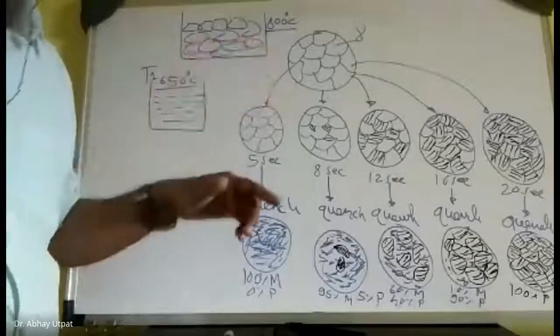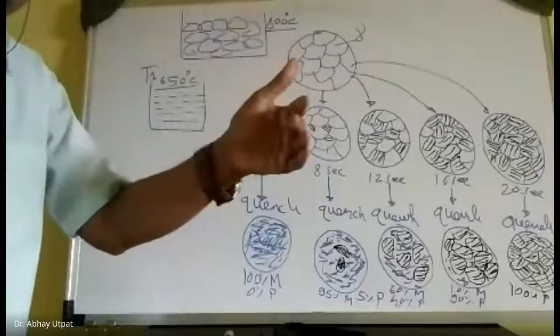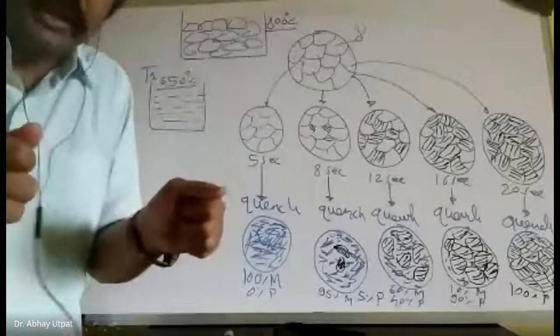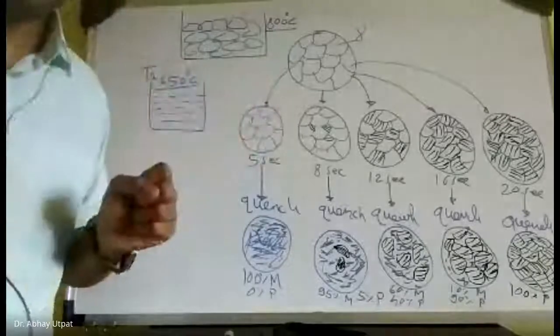Means even if your austenite is present above 727, you can hold the austenite below 727 also up to certain seconds.